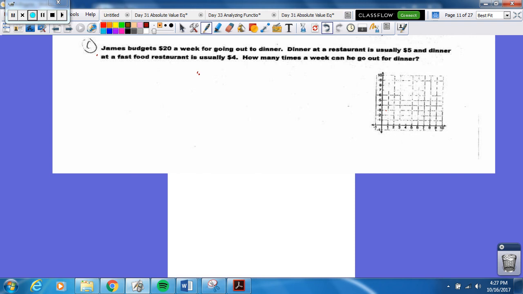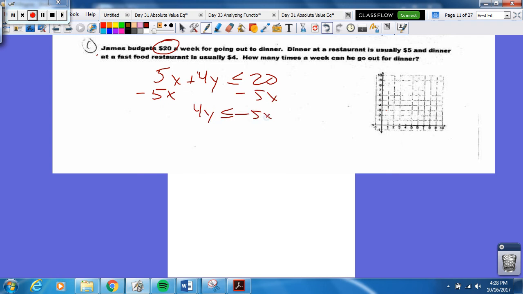So it looks like dinner at a restaurant is 5. So 5x plus fast food has to be within the budget. So that's just like the last one with the paint cans and the chairs. So that's less than or equal to 20. Hopefully you have that. Subtract 5x, subtract 5x. 4y is less than or equal to negative 5x plus 20. Divide by 4. And y is less than or equal to negative 5 over 4x plus 5.